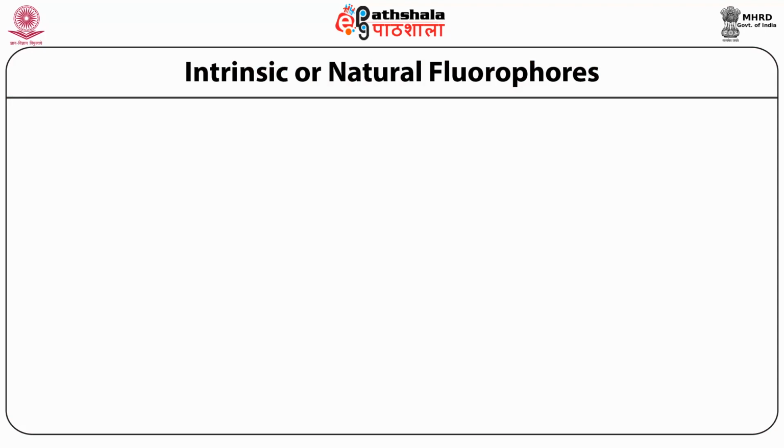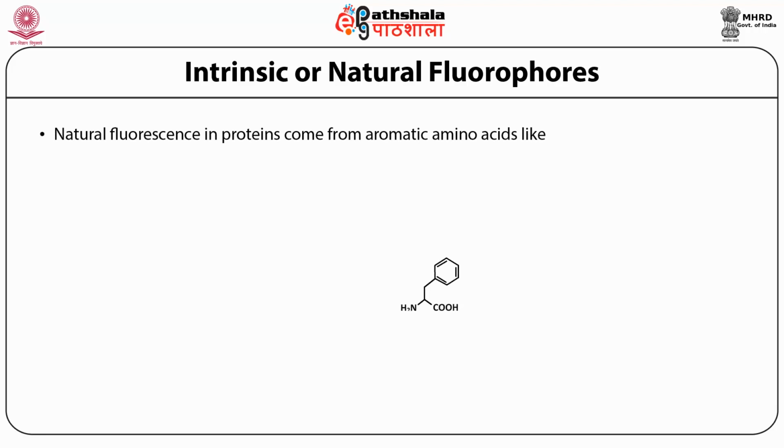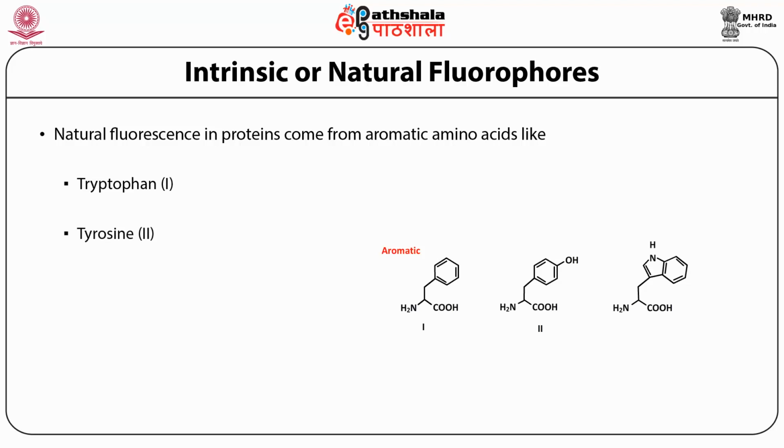Intrinsic or natural fluorophores. Natural fluorophores are substances or chemicals or biomolecules. Natural fluorescence in proteins comes from aromatic amino acids like tryptophan, tyrosine, and phenylalanine. Structure 1 is the structure of tryptophan, structure 2 is the structure of tyrosine, and the third is the structure of phenylalanine.